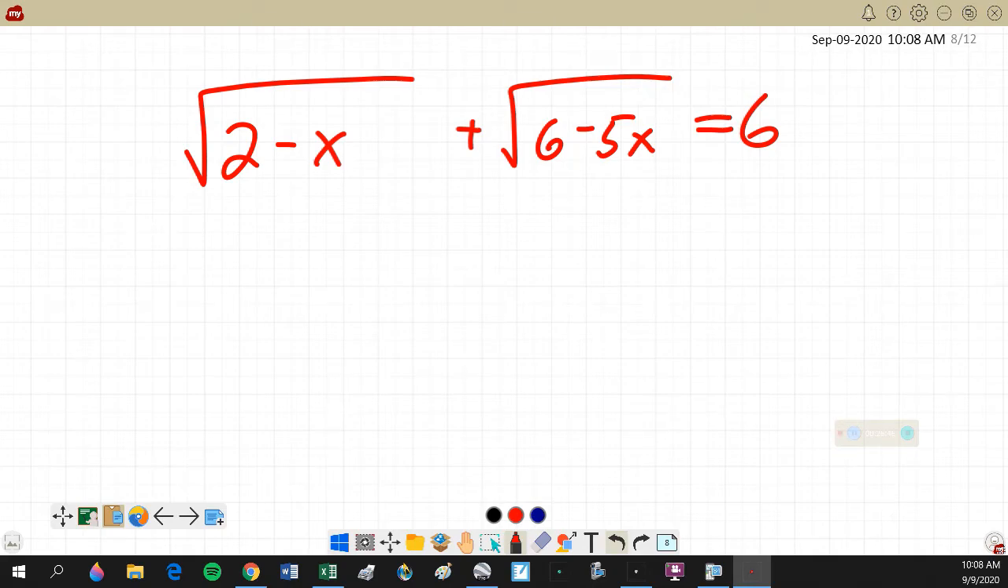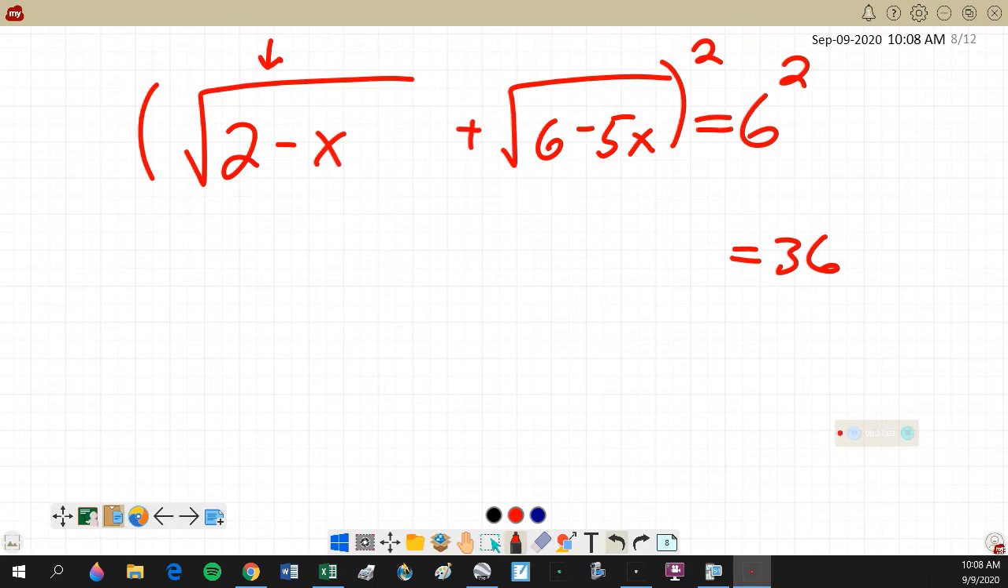We need to square everything to get rid of square roots. Okay? Don't write this down. If I square it in its current form, then the right side is going to be 36. What will the left side be? Well, it will be this times itself, which is 2 minus x. And then on the other end, I'm going to get this times itself, which is 6 minus 5x. And those are really nice.